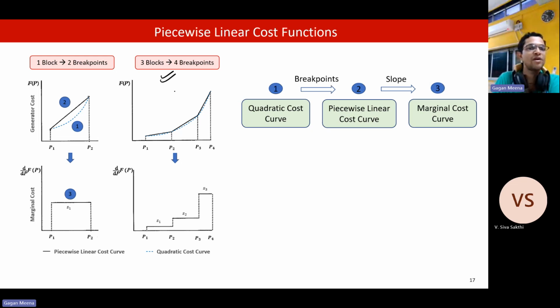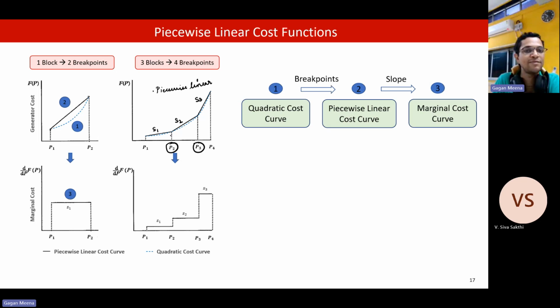Here we have three blocks or three segments by having four breakpoints. Two are the minimum and upper bound because of technical limits, and then we have two additional points P2 and P3 in between. Because of 4 points, we have three segments, S1, S2, and S3. Because it's a combination of three linear curves, it is called piecewise linear. In pieces, we are linearizing this cost curve.